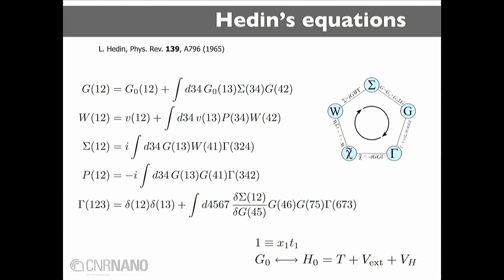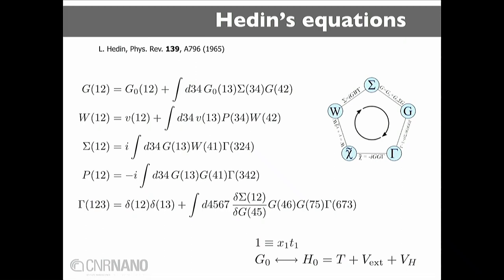There is also a very similar equation connecting W to P, that is the irreducible polarizability. And then we have an expression for the self-energy that involves G, W, and gamma, that is the vertex. The vertex is this object here that is pretty much related to the linear response of the Green's function itself. So I think that G gamma G is the linear response of G itself. And this is probably the G minus 1 in the V. So it's the linear response of G minus 1. So this is really linear response.